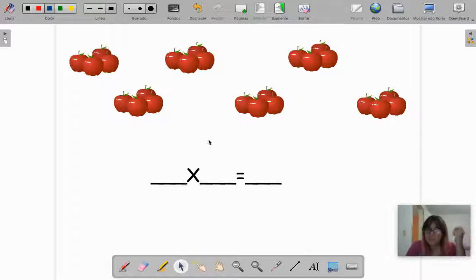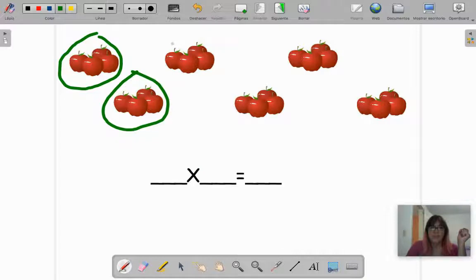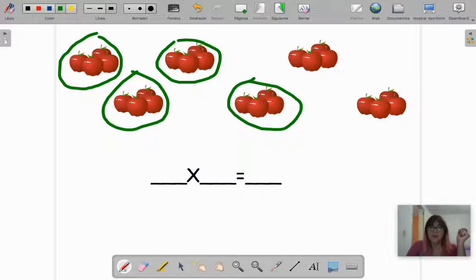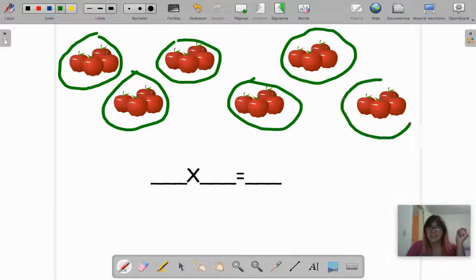First, you can put how many groups. I have told you that in all the videos that I have done. So how many groups do you see here? Exactly, this is 1, 2, 3, 4, 5, 6 groups. So that's gonna be your first number.